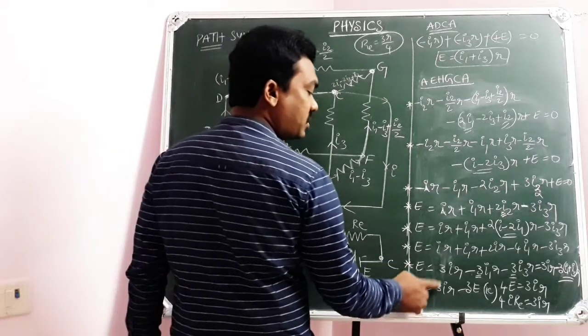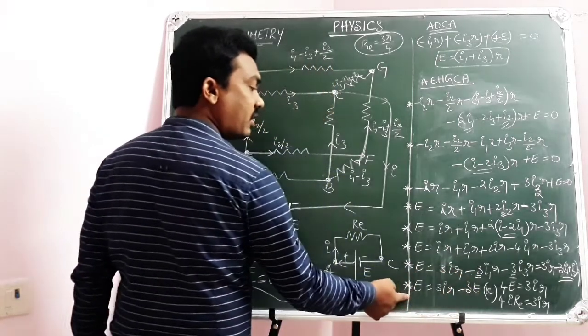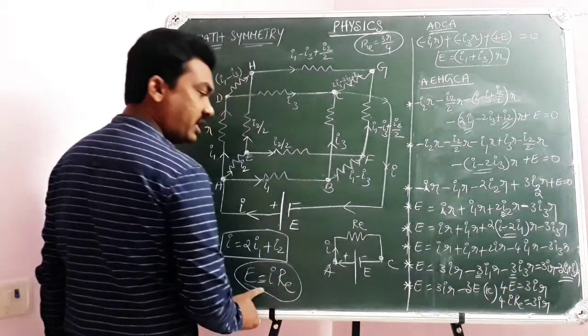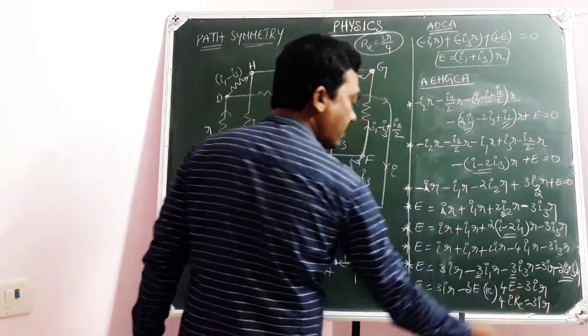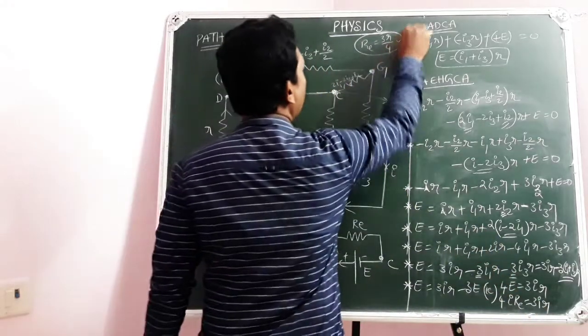So E is equal to 3IR minus 3E. The 3E will be coming to the left side. Then 4E is equal to 3IR. But E is equal to I into RE. So 4IRE equals 3IR. I will cancel. Then RE is equal to 3R by 4. 4 has gone to the right.